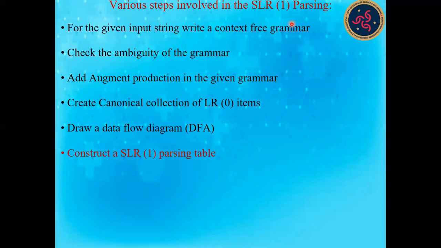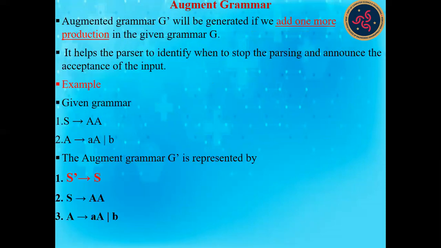So we can see it one by one. Here we assume we are given a context-free grammar without any ambiguity. The first two steps are done. The next step is to add a production, called the augment production. Now we have to see what an augment production is. Our grammar will now be G dash, so we need to add one more production to the given grammar G.